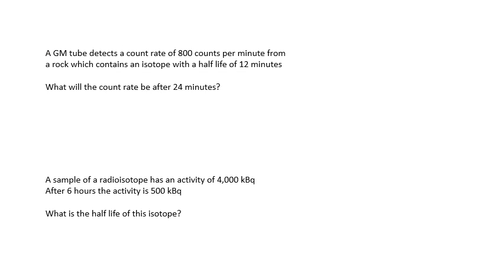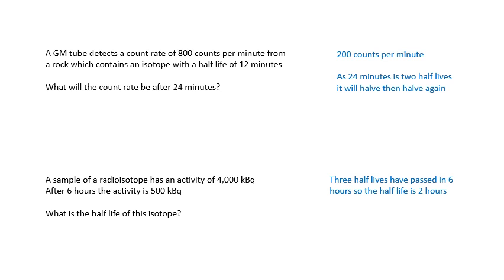Let's finish with a couple of questions to see if you understand what half-life means. Have a go. I'll show you the answers in 3, 2, 1. There. So the first one, a GM tube detects a count rate of 800 counts per minute from a rock that contains an isotope with a half-life of 12 minutes. So what will be the count rate after 24 minutes?